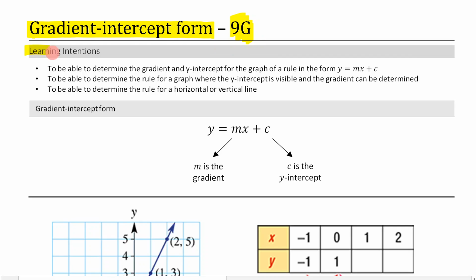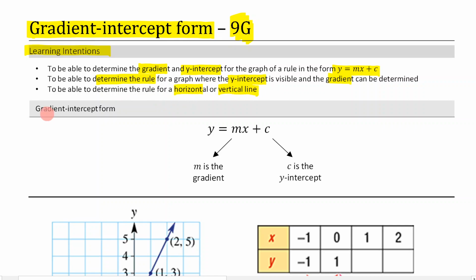What are our learning intentions? To be able to determine the gradient and y-intercept for the graph of a rule in the form y is equal to mx plus c. To be able to determine the rule for a graph where the y-intercept is visible and the gradient can be determined. And then finally, to be able to determine the rule for a horizontal or vertical line.